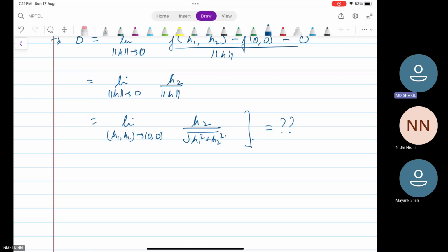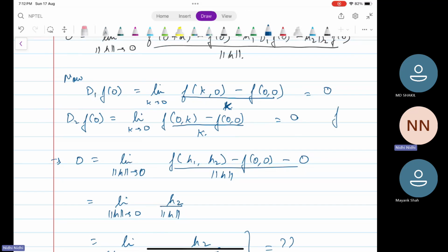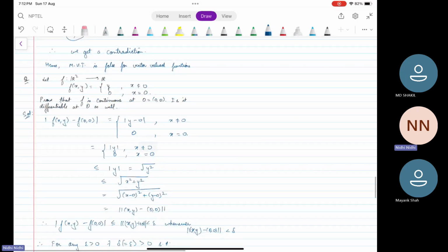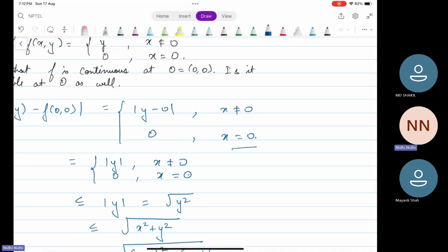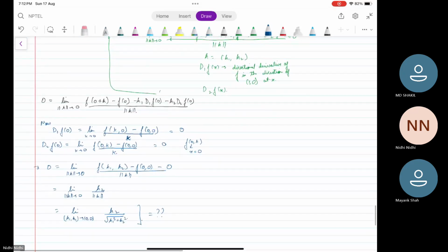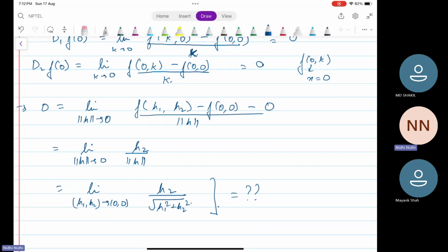I mean, above f of (0, k) will be k, isn't it? At (0, k), here the x component is 0. And see in the definition of the function, whenever x is 0, the value is 0, no matter what the value of the second component is. Yes. So can you evaluate this limit?